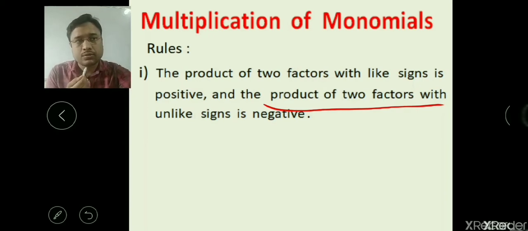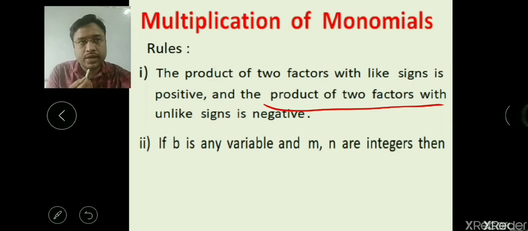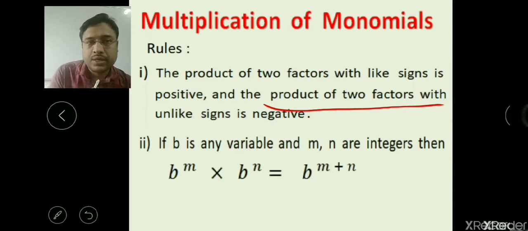Now the second rule: suppose b is any variable, and m and n are integers. Then b to the power m into b to the power n is equal to b to the power m plus n. That is one of the laws of exponents. If their base is the same, then you can add their exponents. That means you will add the powers only.